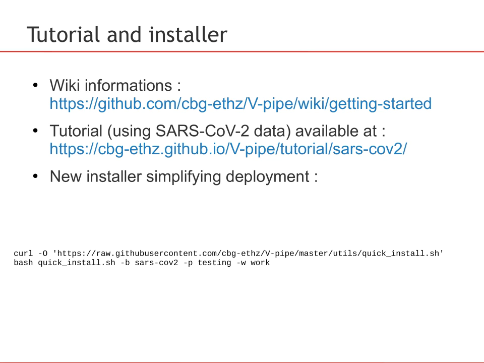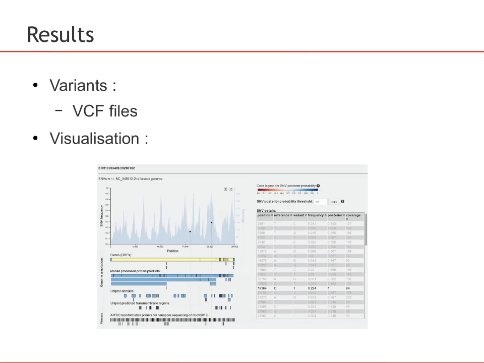Since the beginning of our research on SARS-CoV-2, we have also released a tutorial to help other people run it on their own datasets, and we have introduced a new installer which helps, with a single command, to install the software and get it ready to be used. The tutorial will demonstrate it. To facilitate downstream analysis of the results, V-Pipe now produces its variants using standardized VCF files.